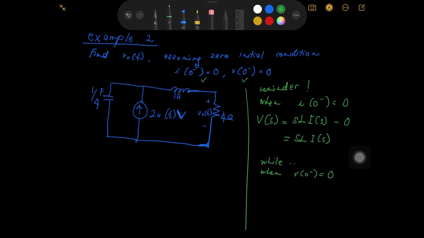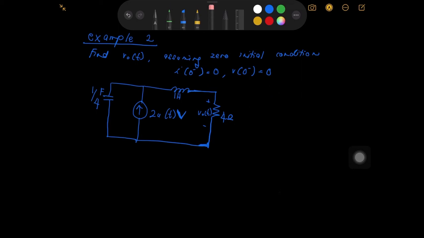Basically, if the initial condition of voltage is stated as zero, your inductor circuit will not have any voltage component, whereas if your initial current is 0, your capacitor circuit in the Laplace transform circuit will also not have a current component.